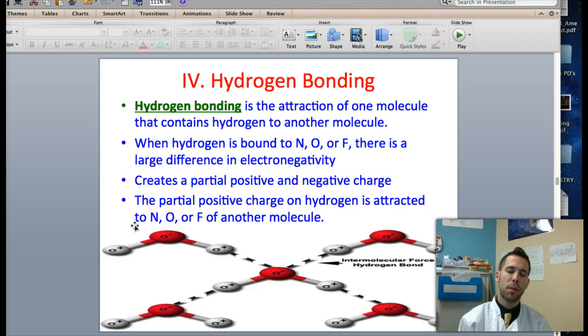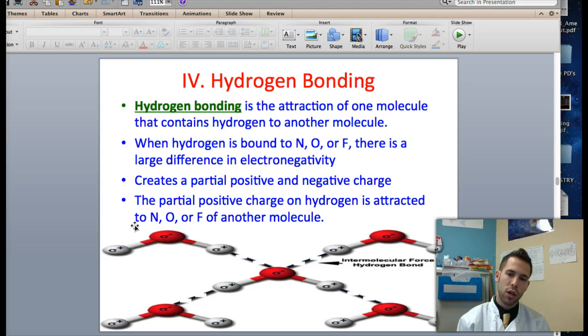And when hydrogen is bonded to nitrogen, oxygen, or fluorine, sometimes known as the phone, F-O-N, there's a large difference in electronegativity. Fluorine, oxygen, and nitrogen are the only elements that will participate in hydrogen bonding. So you need hydrogen and you need one of the phones, F-O-N. Now this creates a partial positive and partial negative charge in the same way that dipole-dipole bonds do. So hydrogen bonding is actually the strongest form of a dipole-dipole bond.